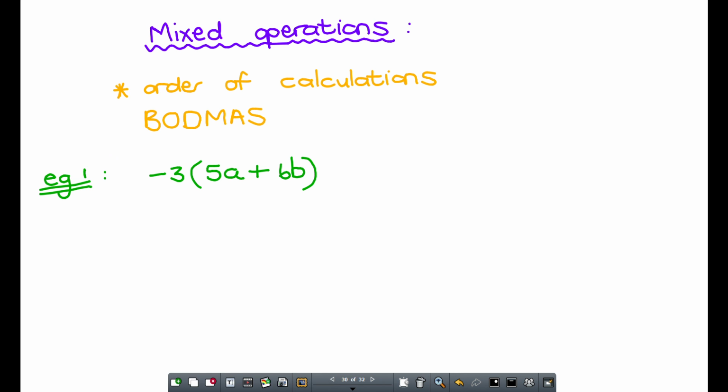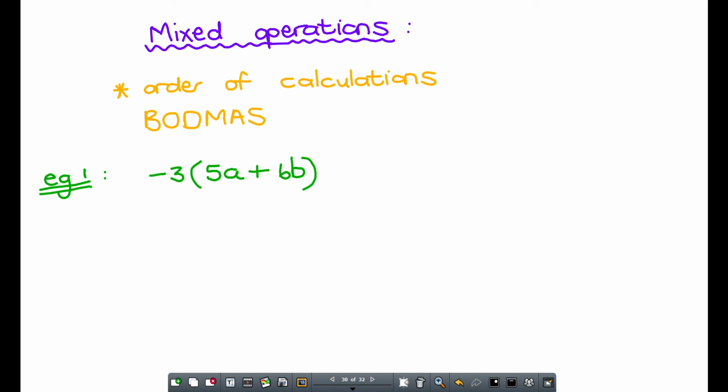Okay, so the first one, what I want you guys to remember again is the order of calculations is very important here. Now, order of calculations, we think of BODMAS. The B is for brackets. The O is for of. D is division. M, multiplication, A is addition, and S is for subtraction. Okay, so what we've got here is minus 3 and then a bracket which is 5A plus 6B.